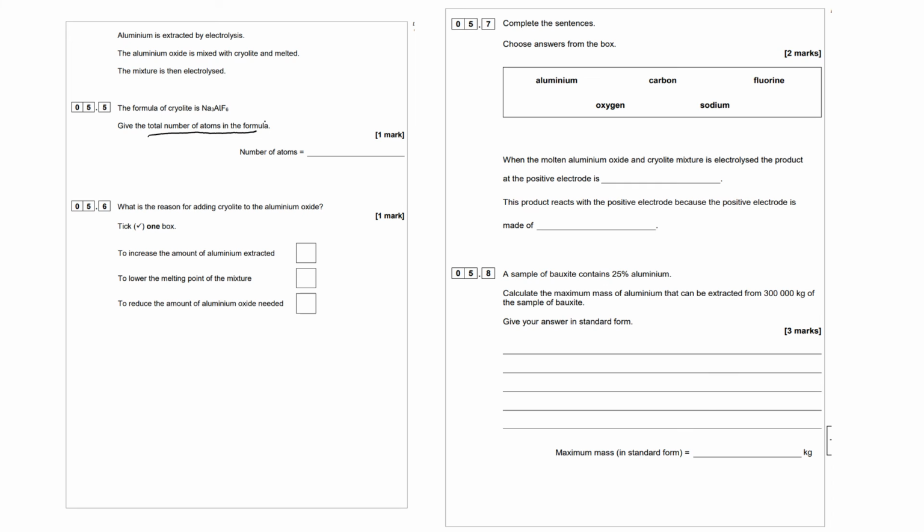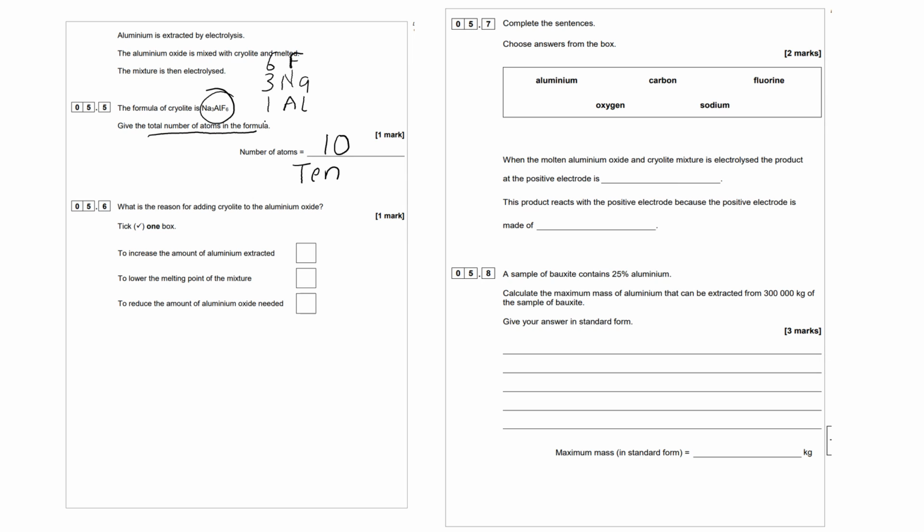There are three elements, which is sodium, aluminium, and fluorine. But in terms of atoms, what you need to do is look at each one of these here. So you've got 3 Na, 3 sodiums. Aluminium doesn't have any number, which means you've got one of them, and F6 means you have 6 of fluorine. If you add them all up, the answer is 10. So you can write down 10 in numbers or in words to get the 1 mark.